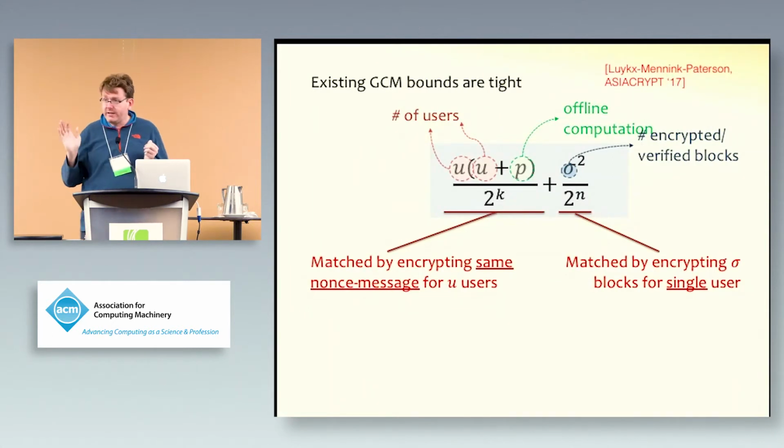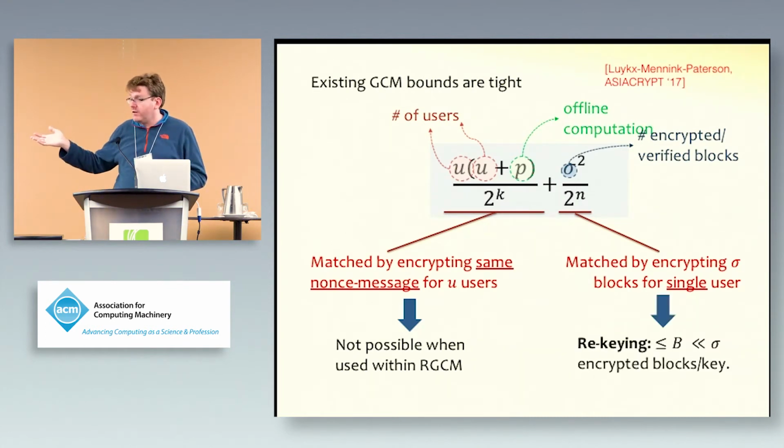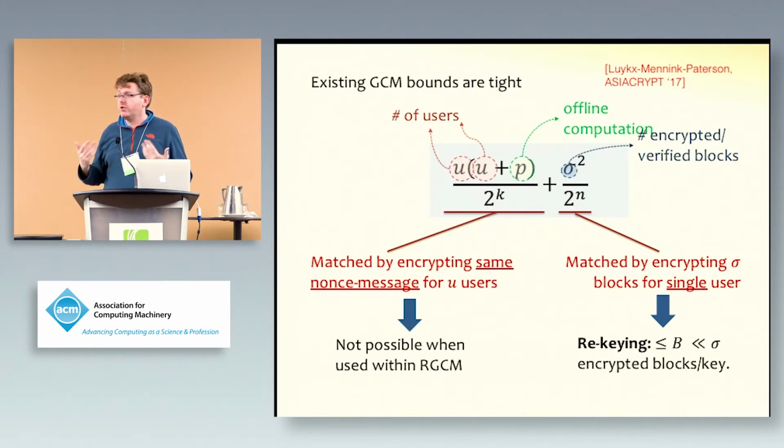Now, what's the catch with that? This might be true in general, but if we look at the usage of GCM, these attacks might not be feasible just because of the way in which GCM is used. So for example, if we use GCM within RGCM, because of the way in which nonces are randomized, you might not be able to perform this attack because you don't get to invoke GCM on the same nonce that much. And similarly, the second attack might not be feasible because you might target a large sigma, but your implementation might actually ensure that you rekey often enough that you never get to encrypt more than, say, B blocks for some variable B, which is controlled by the users. And so you might not get to encrypt that much with a single user. And so again, this might not be a problem.